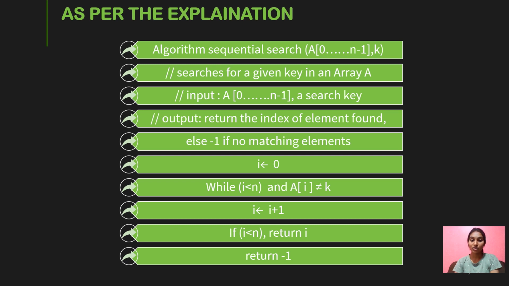i equals 0. While i is lesser than n and A[i] is not equal to K, i is incremented. If i is lesser than n, return i, or else return -1.